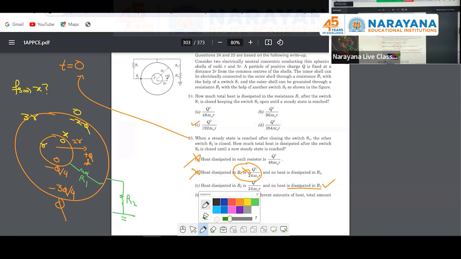X का वैल्यू आ रहा है 5q/4. Yeah? So in the final state, your x is coming out. All of you just check this value. I'll write the equation. People can solve it.